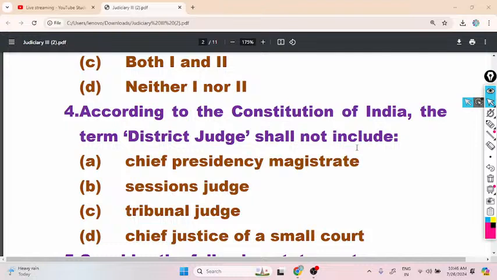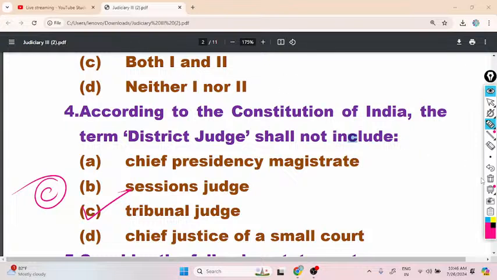233 deals with the appointment of the district judges, so that does not include the tribunal judge. That does not include the tribunal judge.